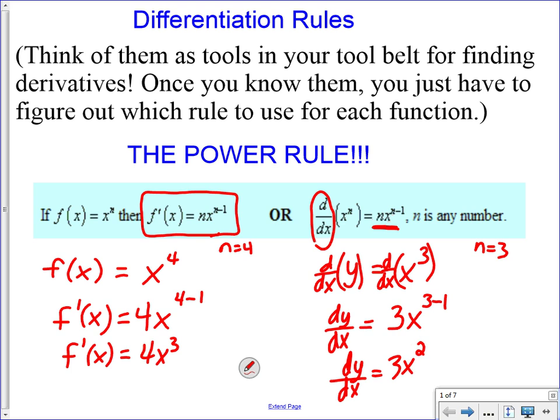So again, just the two different notations. The power rule is the same. You move your exponent down in front and subtract 1 from your exponent.